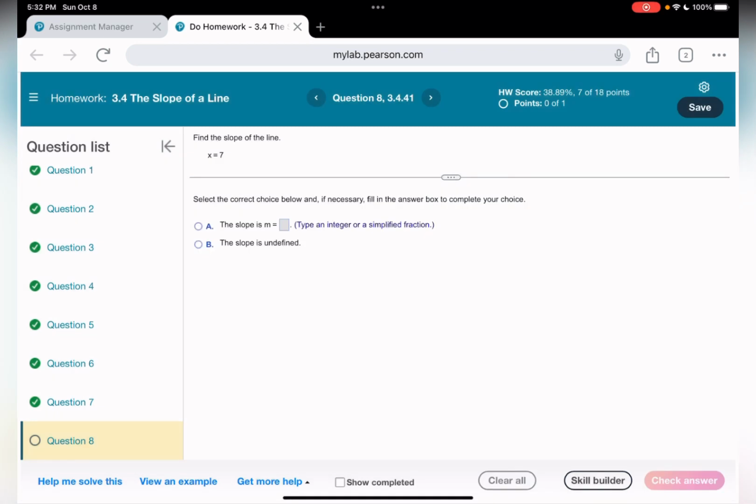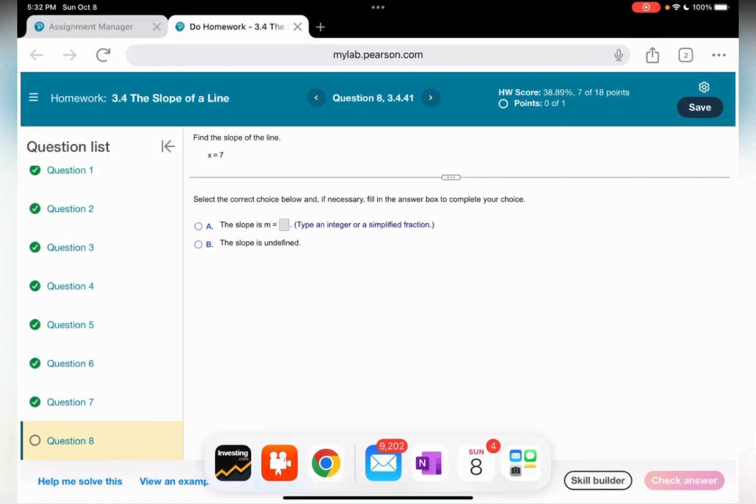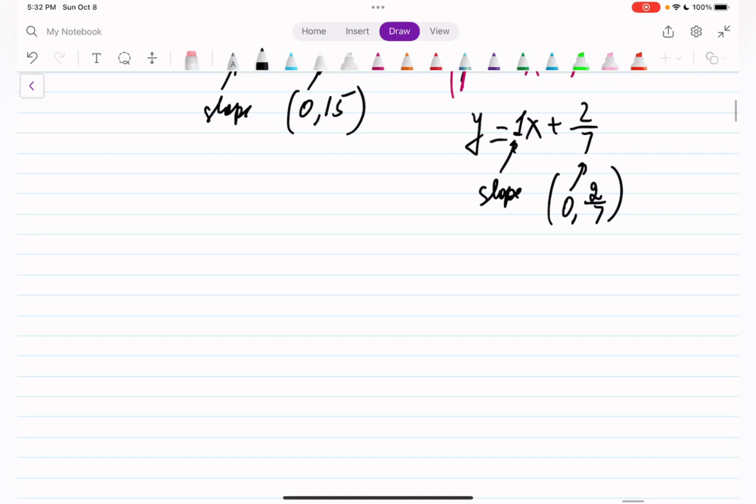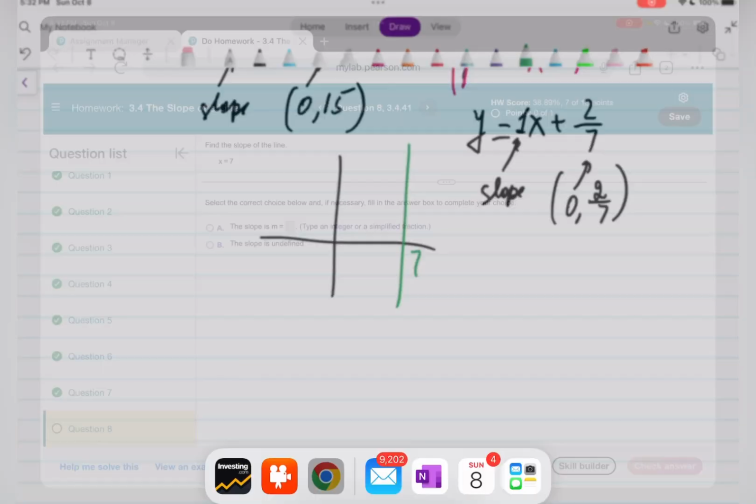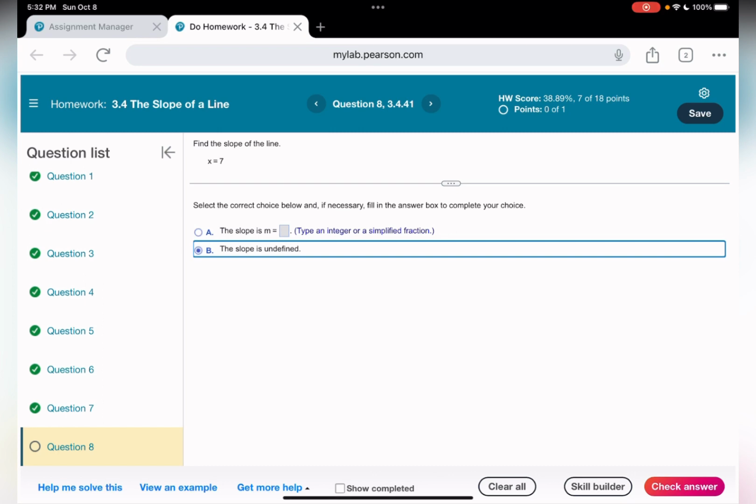Next one, x is equal 7. When we graph x equals 7, remember, the graph is going to go like this. This is 7. So the slope is undefined. This is why the rocket is taking off to space vertically, because slope is undefined. It's practically infinity. In this case, the answer is slope is undefined.